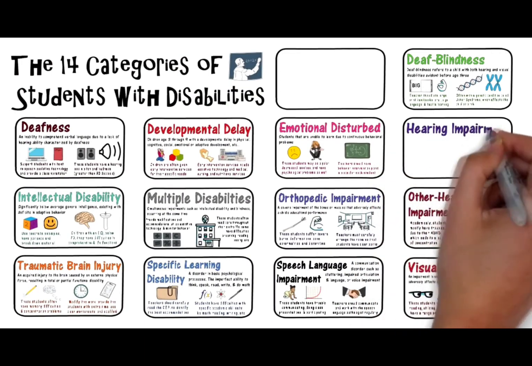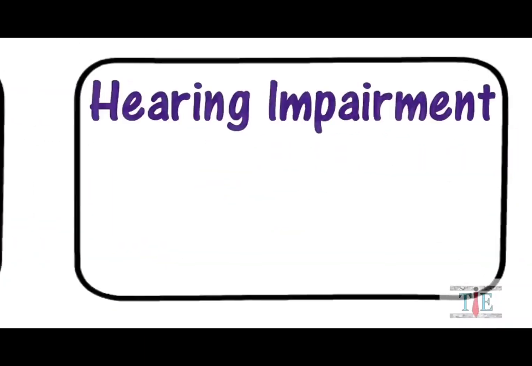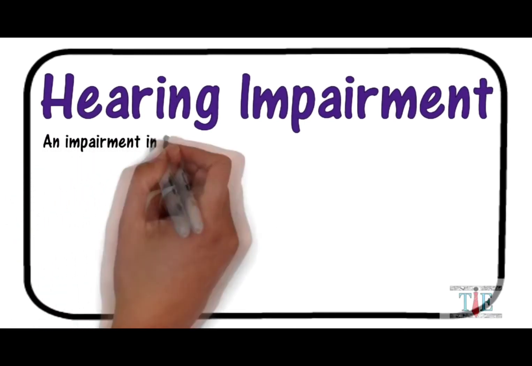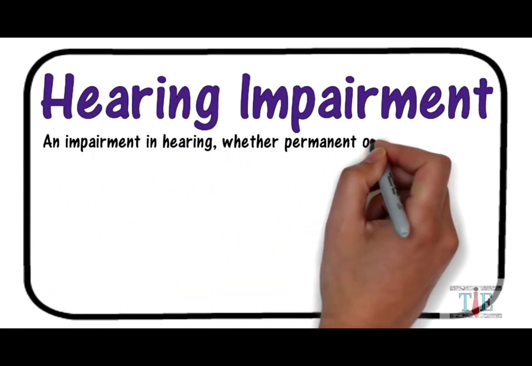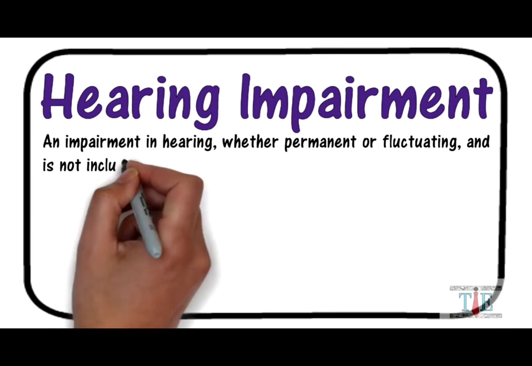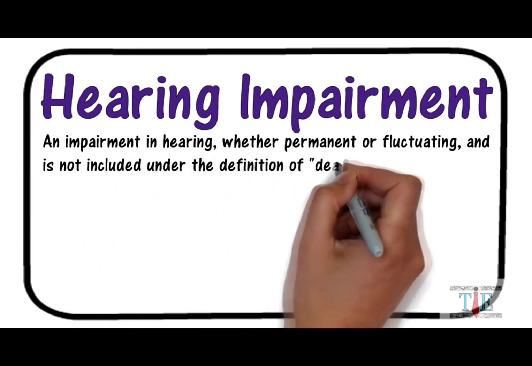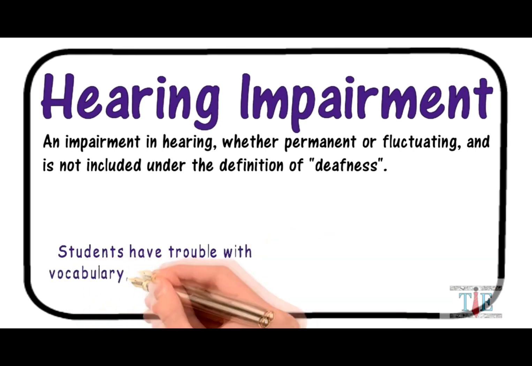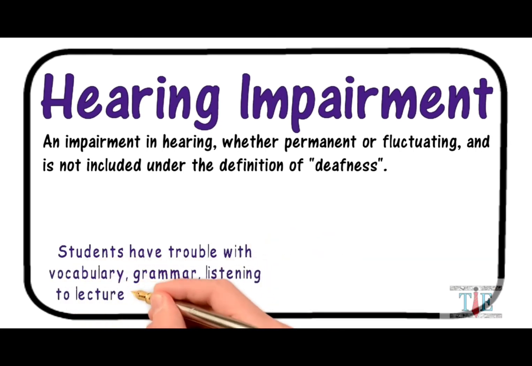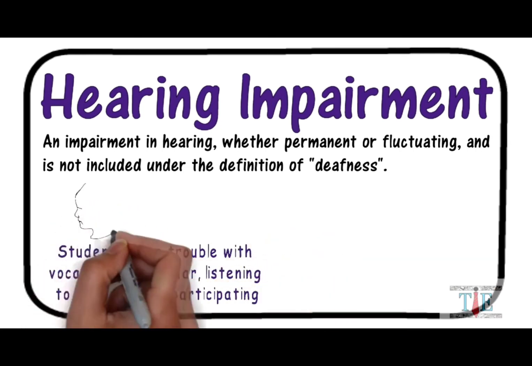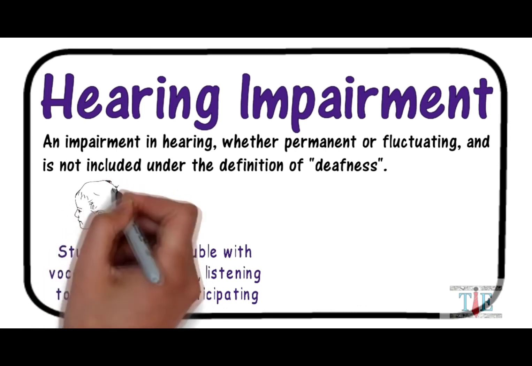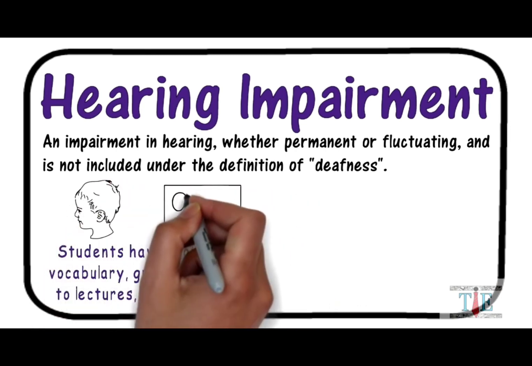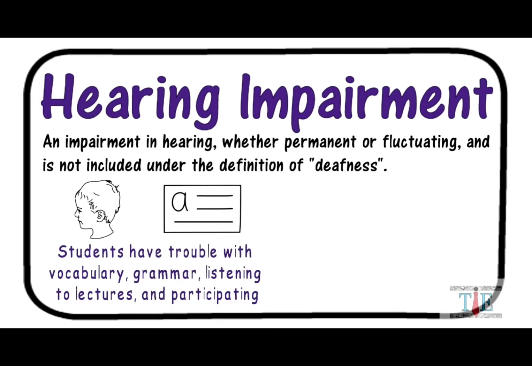Second to last, hearing impairment. This is an impairment in hearing, whether permanent or fluctuating, and is not included under the definition of deafness. Students have trouble with vocabulary, grammar, listening to lectures, and participating in classroom discussions. It may appear these kids aren't paying attention, but in fact they haven't heard what was said. Reading and language arts are generally very difficult for them.